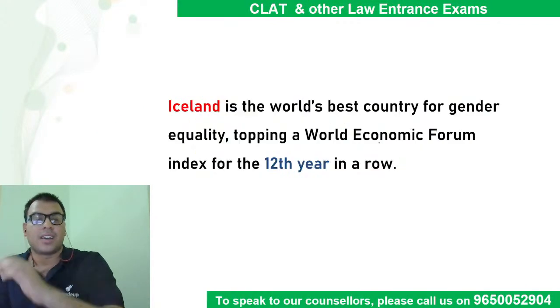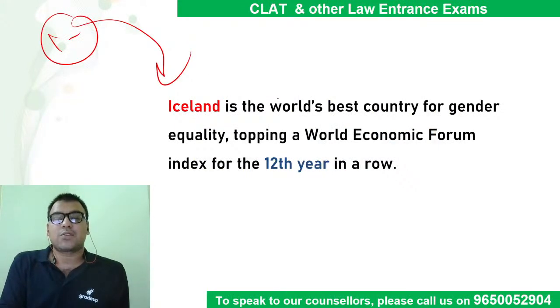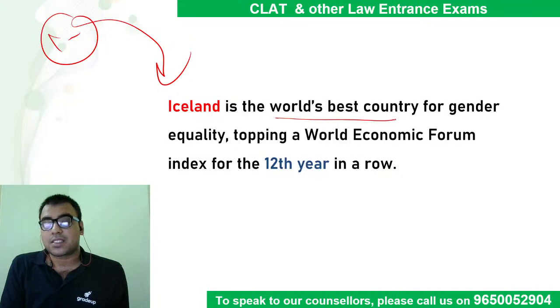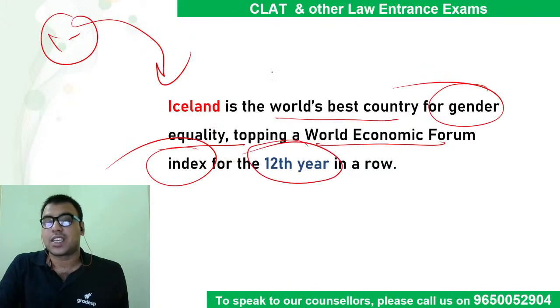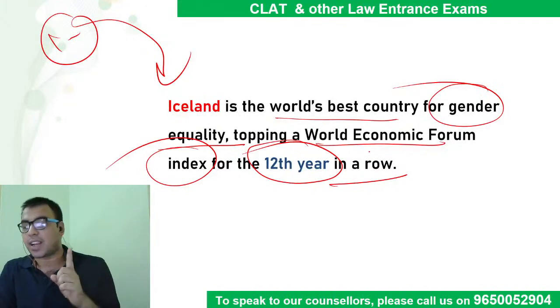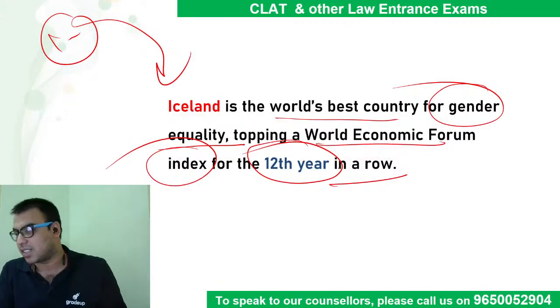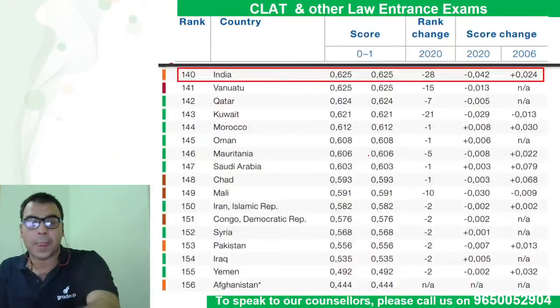Now, when I'm talking about rank one, that is Iceland, there is one more important piece of news: it is the world's best country for gender equality, topping the World Economic Forum's index for the 12th year in a row. That means for the 12th time continuously it is getting rank one as far as the Global Gender Gap is concerned. It is a very good sign for them.